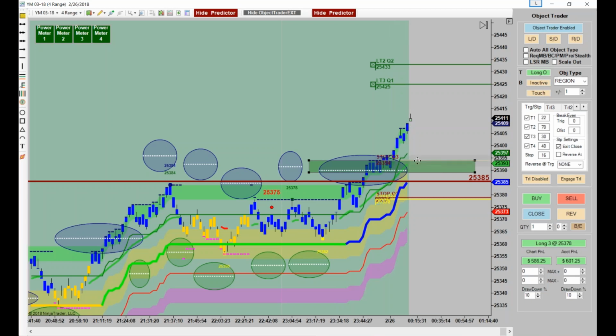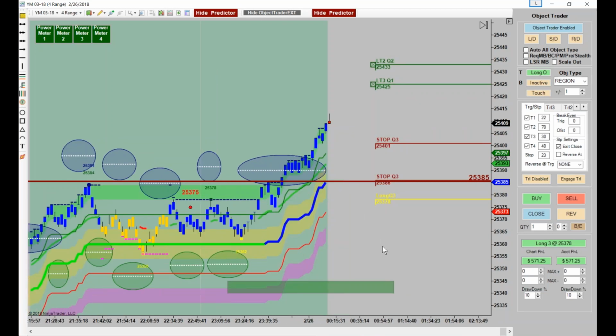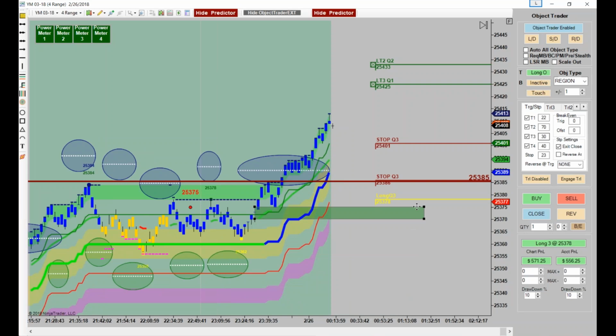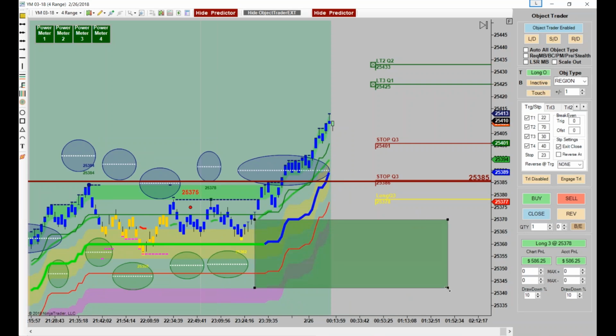Close up. There you go. That's a little identified swing, isn't it? Let me get this box out of the way. You know, the beauty of our region box too is that you can move this thing, you can size it, you can do anything you want with it live on the chart.